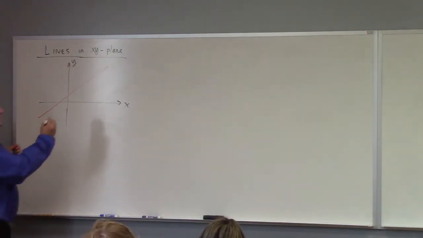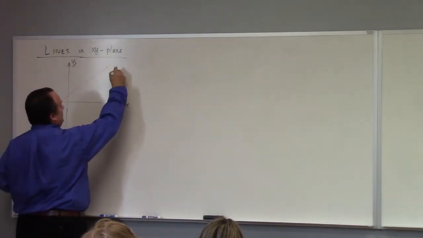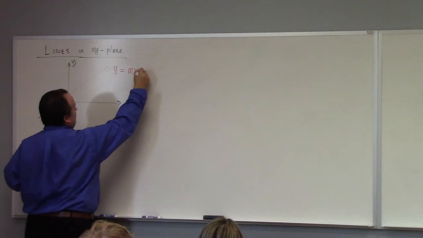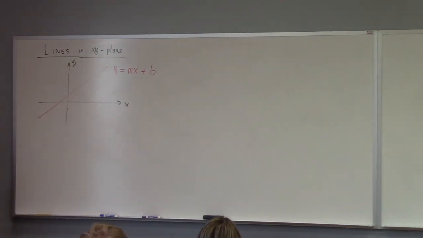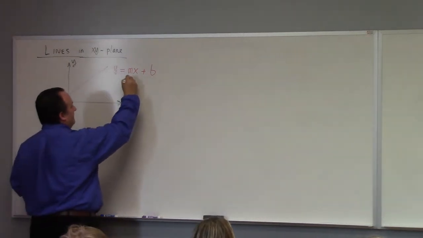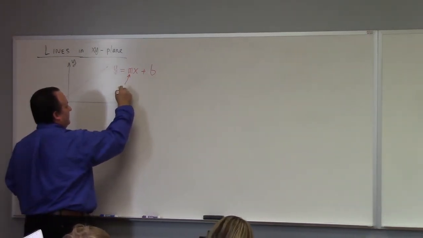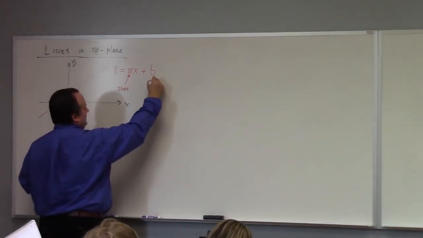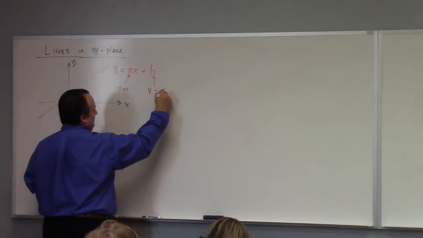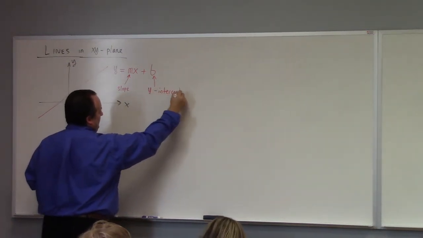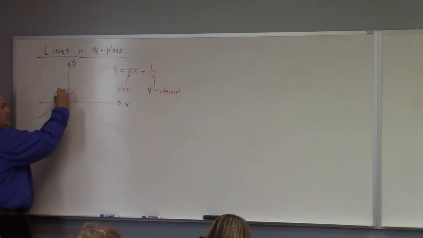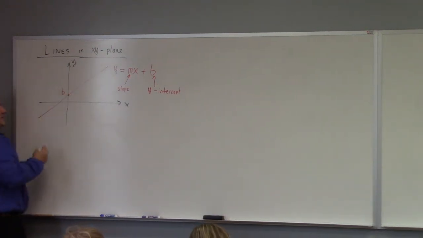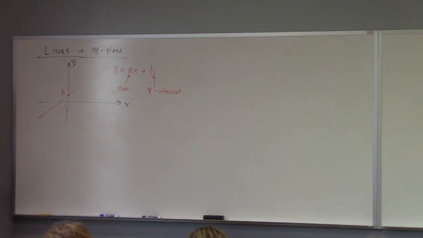So this is a line. What's its equation? y equals mx plus b is what you guys tend to think about, right? m is called the slope, and b is called the y-intercept. Why is that? Because if you look at this graph, where it intercepts the y axis is the value b. And how do we figure out the slope? What's the slope?